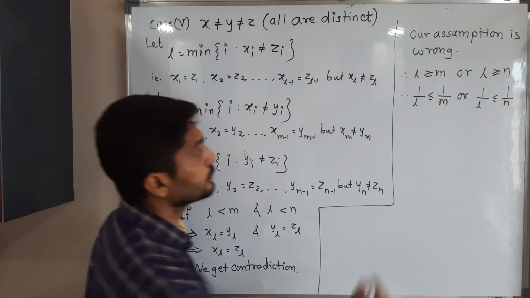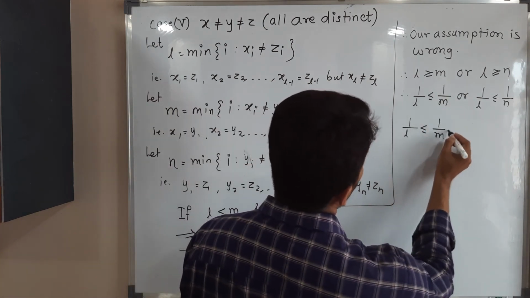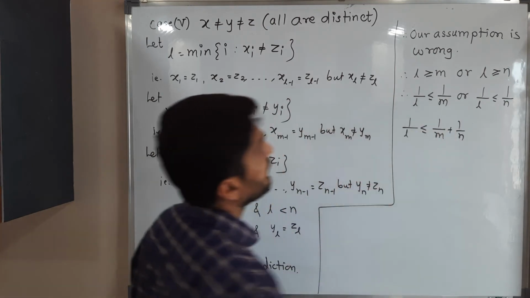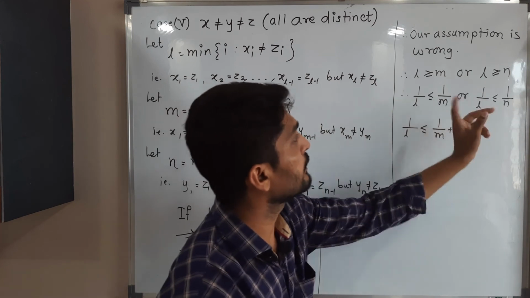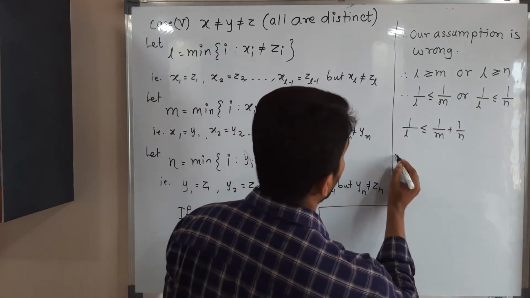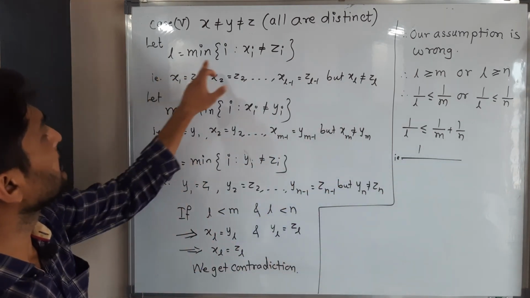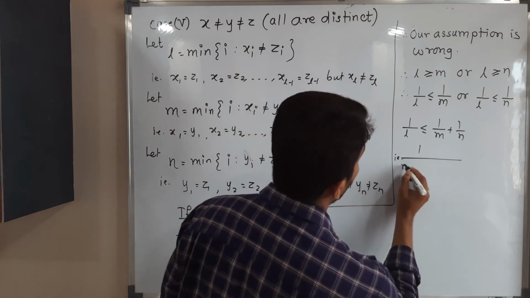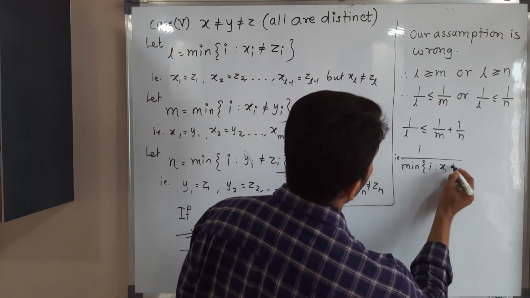Agree with me? So that means 1 upon L is less than or equal to 1 upon m, and if you add 1 by n, you will have this thing. It is less than 1 by m, it is less than 1 by n. If you add, then it is also less than 1 by m plus 1 by n. That is, 1 by L means what? L means minimum of this one. So I should write 1 by minimum of i, where xi is not equal to zi.